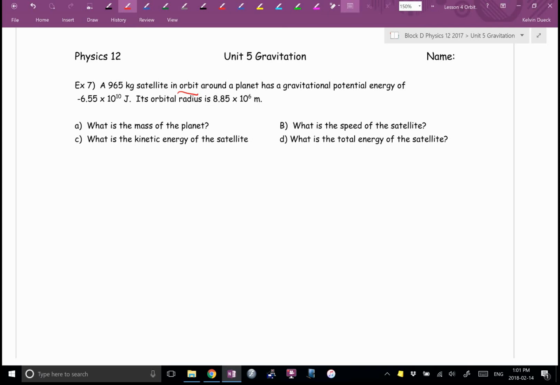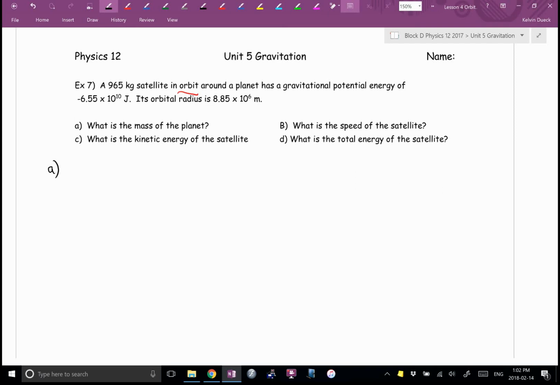Which is good because I'm on a planet now. It's not Earth, so I wouldn't even. If they'd give me the altitude, they would have had to give me the planetary radius. This is the orbital radius. Okay. What does A want me to find? Big M. Are we in orbit? Yeah.